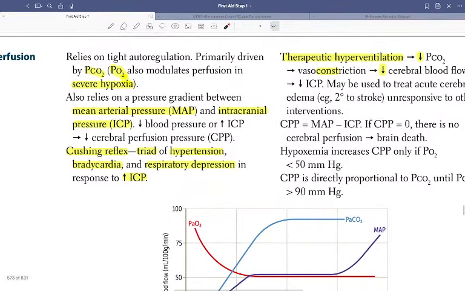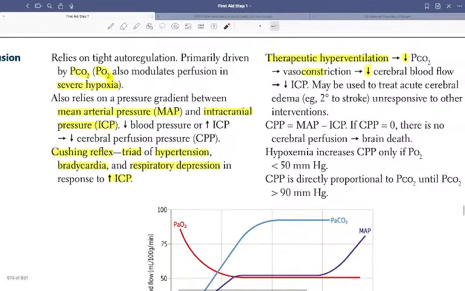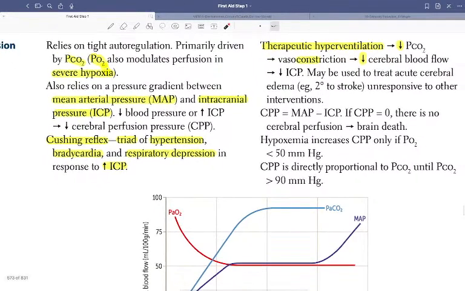Hypertension, bradycardia, and respiratory depression in response to increased ICP. This is important. Cushing reflex is the triad of hypertension, bradycardia, and respiratory depression. After this, I'm going to GIT, because I'm feeling quite sleepy and neuro shouldn't be done in a very sleepy state. So, the triad of hypertension, bradycardia, respiratory depression in response to increased ICP.